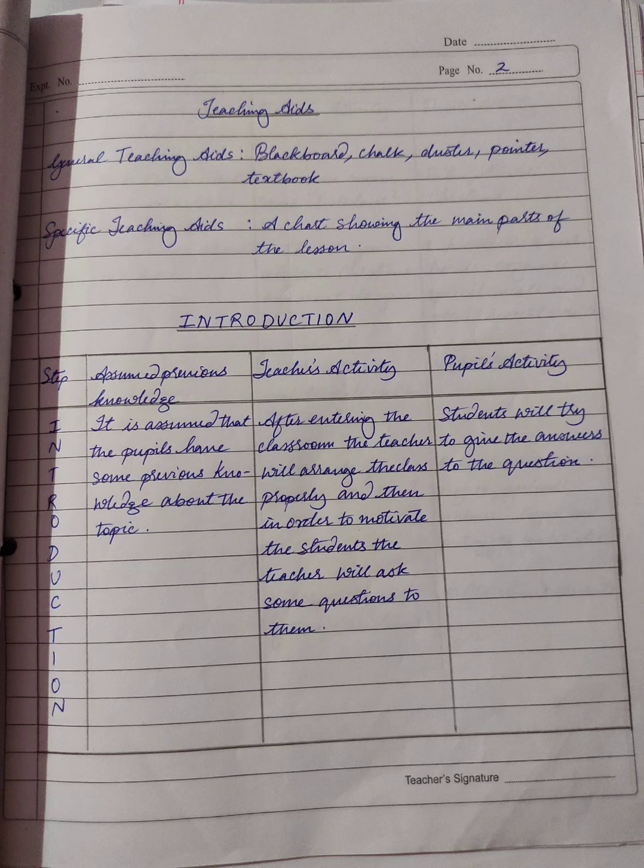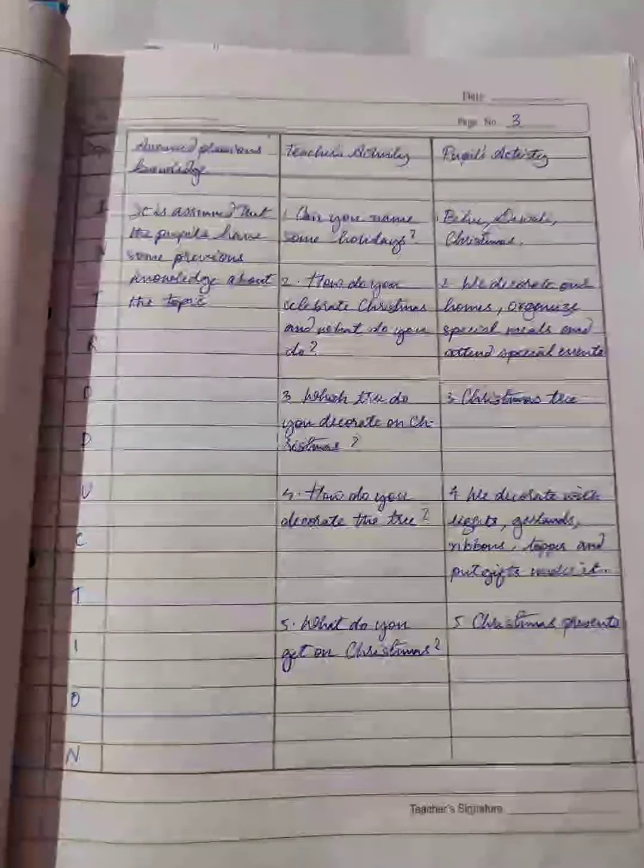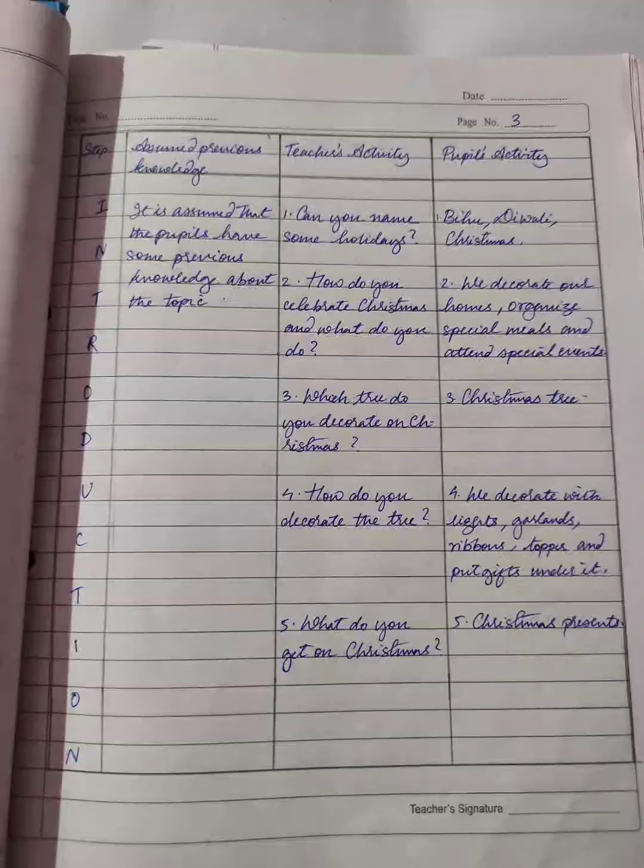So here I have written a chart showing the main parts of the lesson because this is what I have used during my practice teaching period. And then next comes the introduction. In this part you have to make 4 columns: one for step, one for assumed previous knowledge, teacher's activity, and pupil's activity. Here we are going to mention the questions which we are going to ask during introduction.